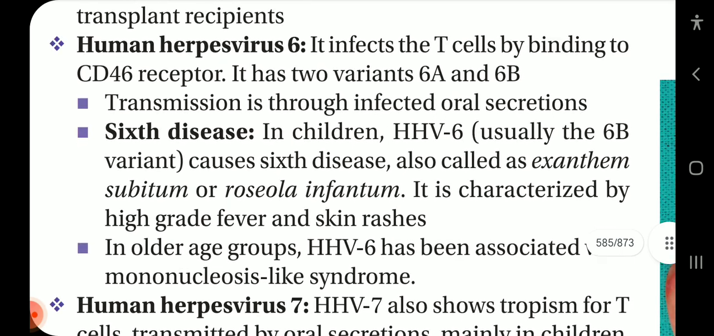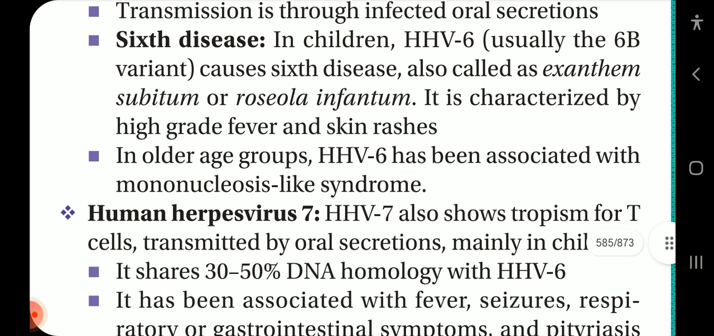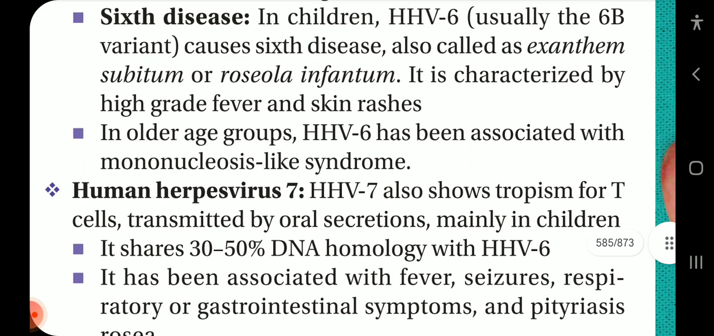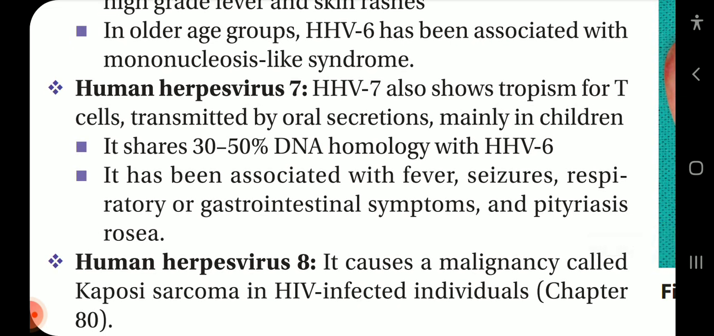Human herpes virus 6. It infects the T cells by binding to CD46 receptor. It has two variants, 6A and 6B. Transmission is through infected oral secretions. Disease in children, HHV6. Usually the 6B variant causes skin disease, also called as exanthem subitum or roseola infantum. It is characterized by high grade fever and skin rashes. In older age group, HHV6 has been associated with mononucleosis like syndrome.